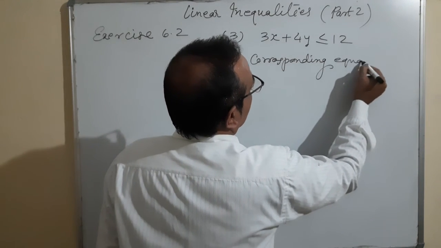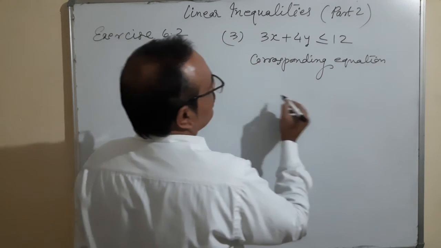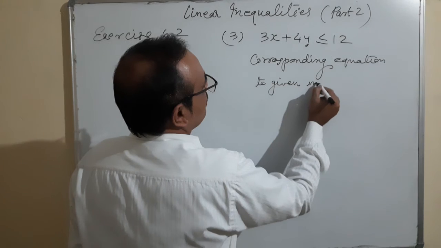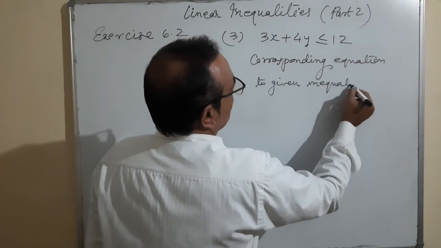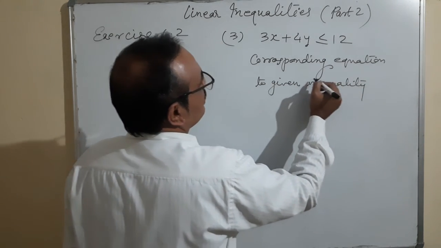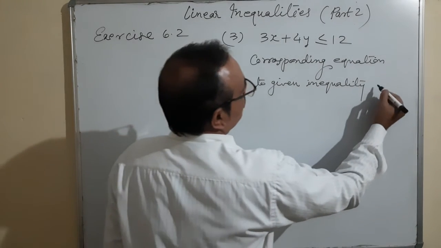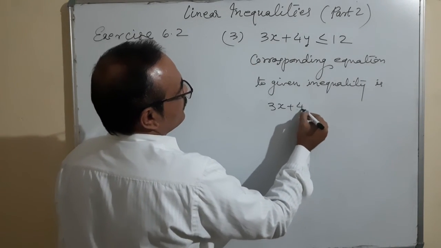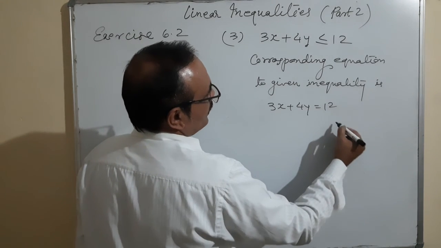Corresponding equation to given inequality. Corresponding equation to given inequality is 3x plus 4y is equal to 12.